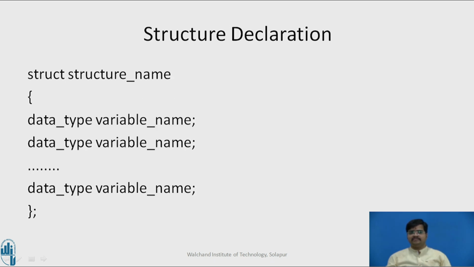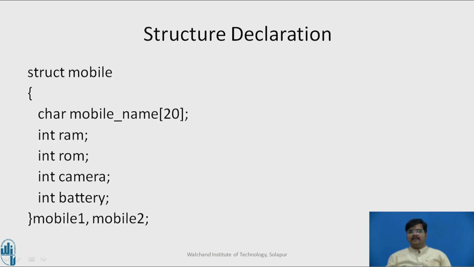Structure declaration. The structure declaration is done by using the keyword struct. After that, the structure name. After that, the different variable names and their data types. At the end, we will write a semicolon. So this will be a structure declaration.